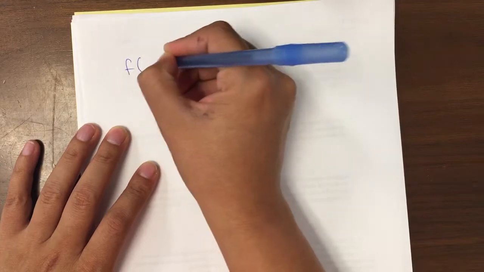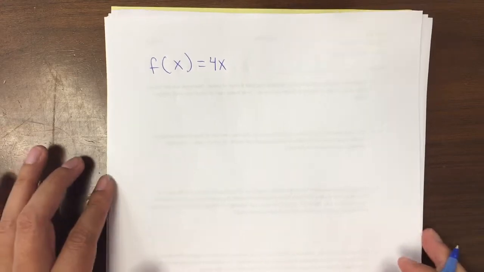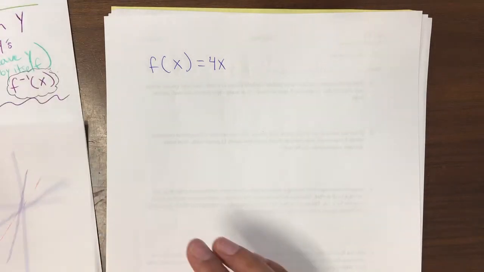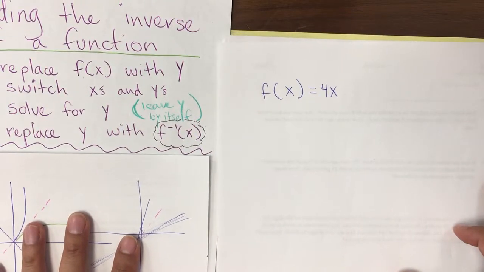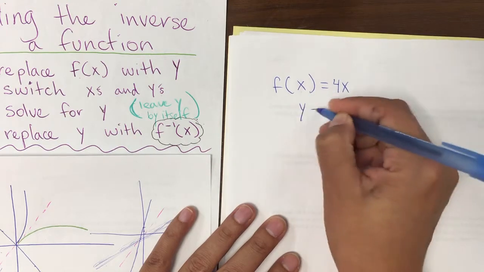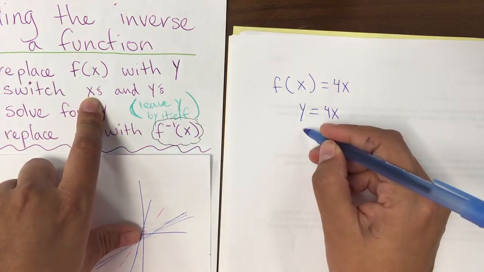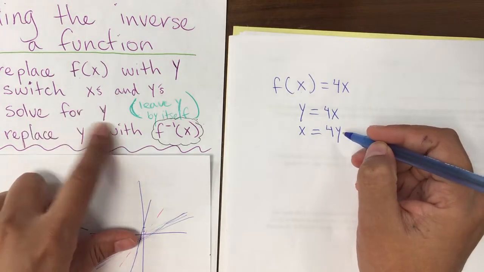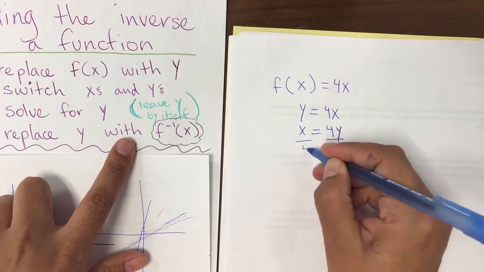If I have f of x equals 4x, and this looks simple, but some people get confused with that. So let's follow the steps. The first thing that we need to do is replace f of x with y. So it's going to be y equals 4x. We switch the x's and y's, so instead of y is going to be x, instead of x is going to be y. We solve for y, which is very simple because if we're multiplying, the opposite is to divide.